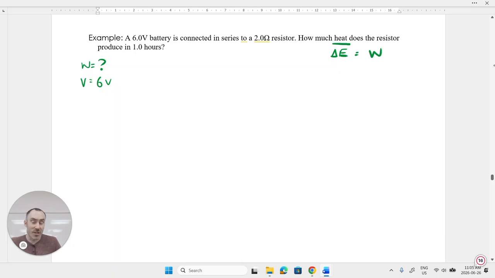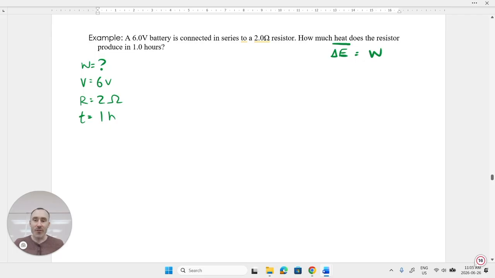I'm told this is connected in series to a resistor. That's actually immaterial for this particular thing because we're just looking for the heat produced by that resistor, not a whole circuit. Then whether it's connected in series or parallel would make a difference. But in this case, we're just looking for the power output of one particular component. So this is also resistance, 2 ohms. That's also given to us. And we're looking for the heat produced in 1 hour. So that's time. It's 1 hour.